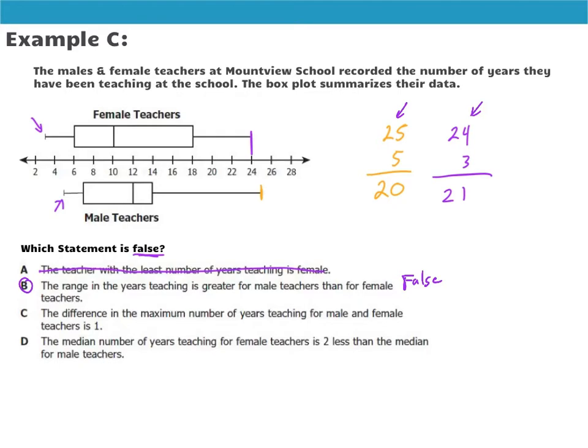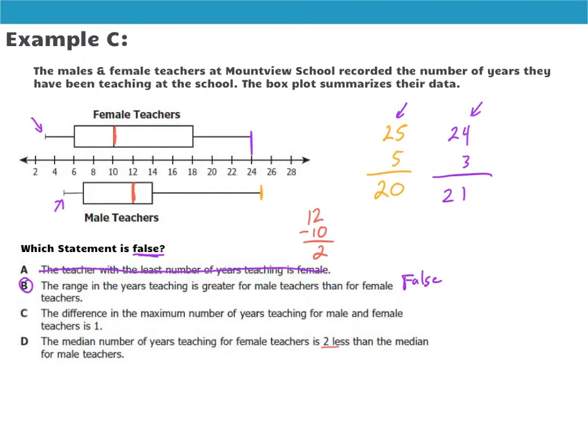Letter D says the median number of years teaching for female teachers is 2 less than the median of male teachers. So let's take a look at our 2 medians. The male teachers is 12. The female teachers is 10. So if we do 12 minus 10, we see that is 2, which in letter D says the median number of years teaching for female teachers is 2 less than the median, which is what we found. So that statement is also true. So yes, B is our answer.